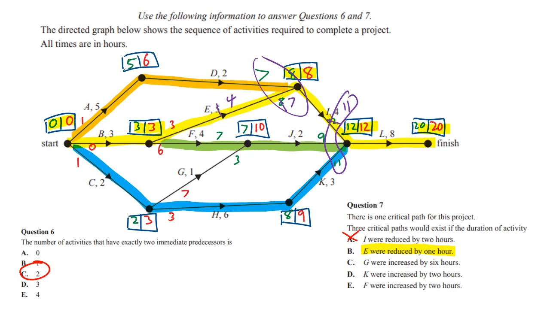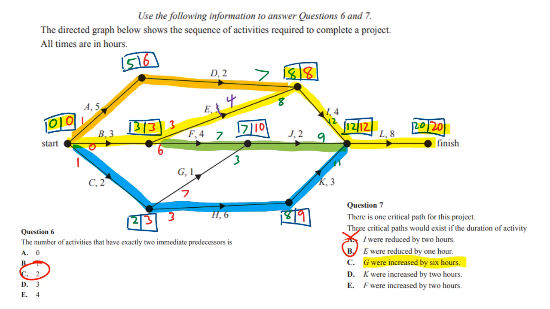So the orange, the yellow, and the blue are all critical paths. That's 3 critical paths. That's the magic number we were after. So it looks like the correct answer is in fact B. But let's just have a look quickly at the others.